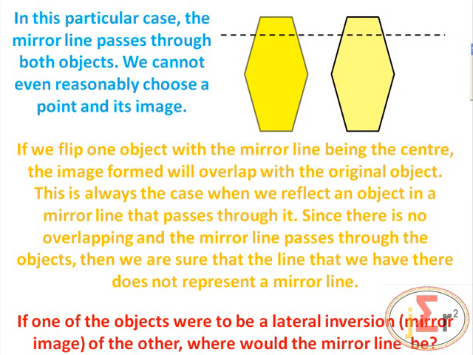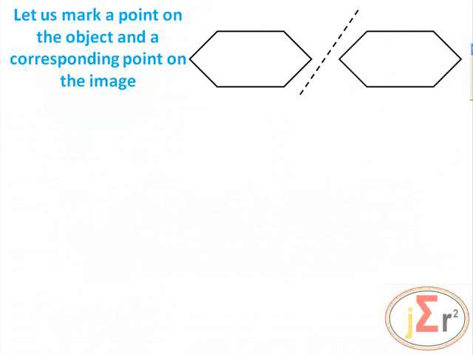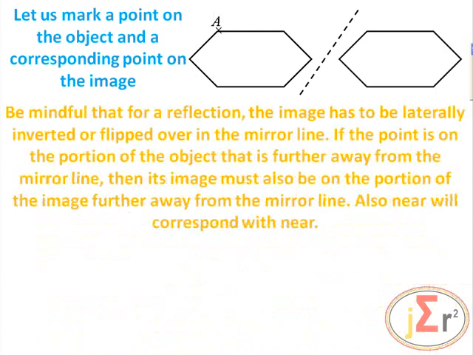Right, correct. So Jerry is showing us that he would put it in the middle, going down, like that. So Jerry is well aware of what a reflection would be. What about that one? Let us mark a point on the object and the corresponding point on the image. That is your A, and your A prime is all the way over there.